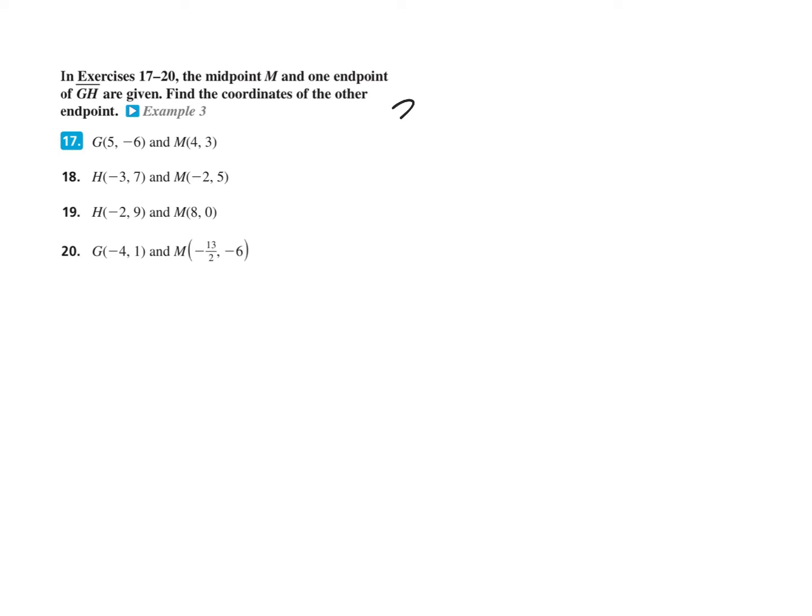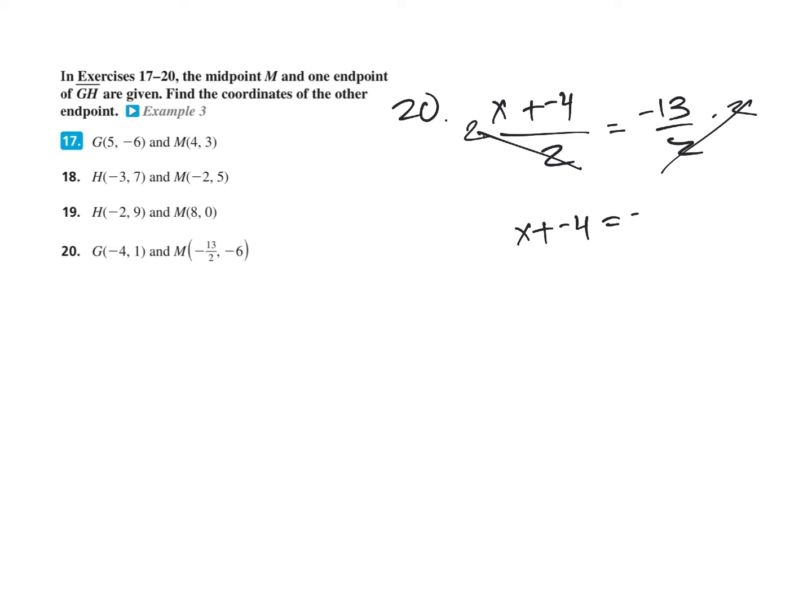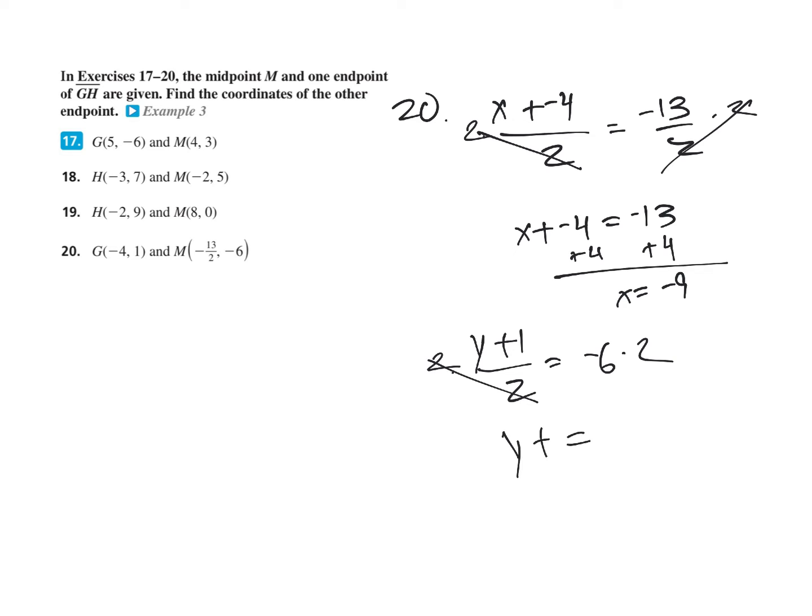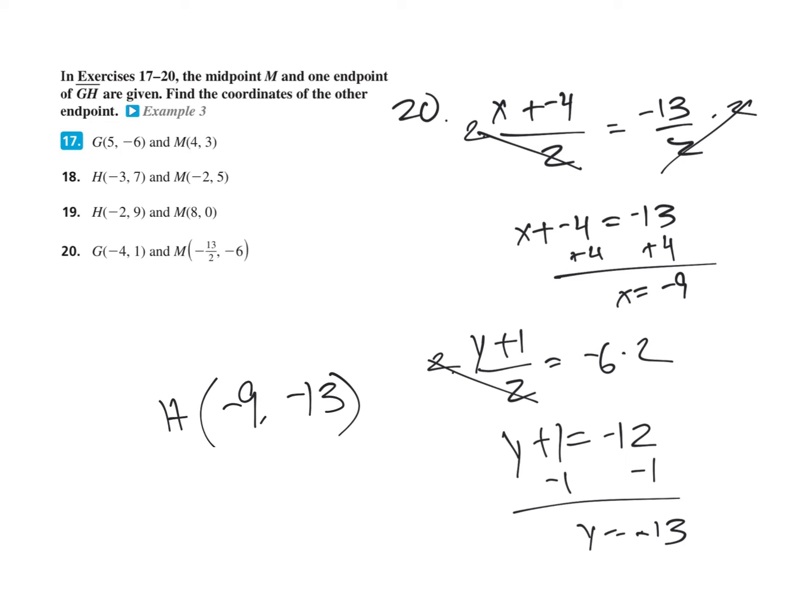Number 20. X plus the x value is equal to the x value midpoint. Multiply by 2. The 2's reduce there. The 2's reduce there. X plus -4 is equal to -13. We add a +4. X is equal to -9. Now do the y's. Y plus 1 over 2 is equal to the y value midpoint, multiplied by 2. Y plus 1 is equal to negative 12. We subtract 1, y is equal to negative 13. So H, the endpoint H, is at (-9, -13). Next page.